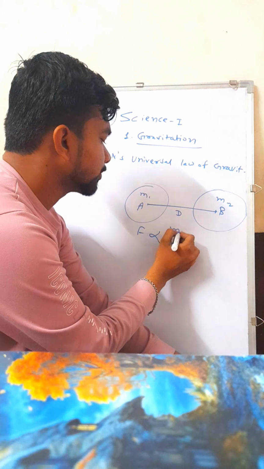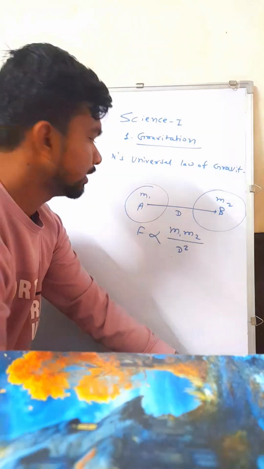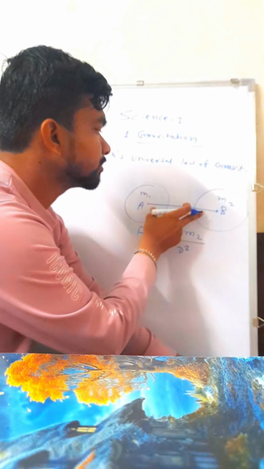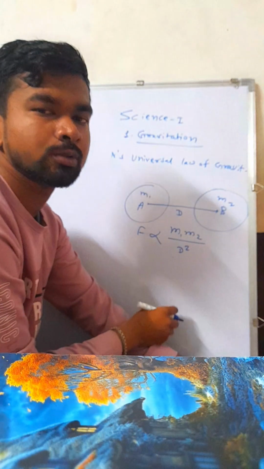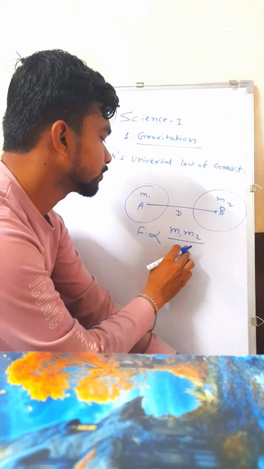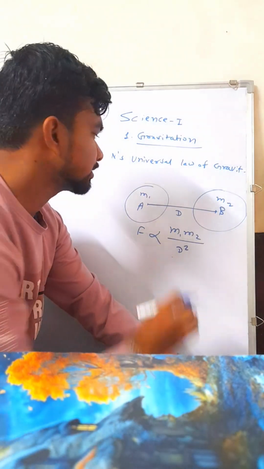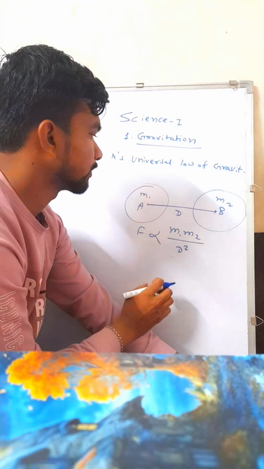F is directly proportional to m1 m2 and inversely proportional to d square. Here m1 m2 is the product of the masses of the two objects, and d is the distance between these two objects, so it is the square of the distance. We can now state the law.